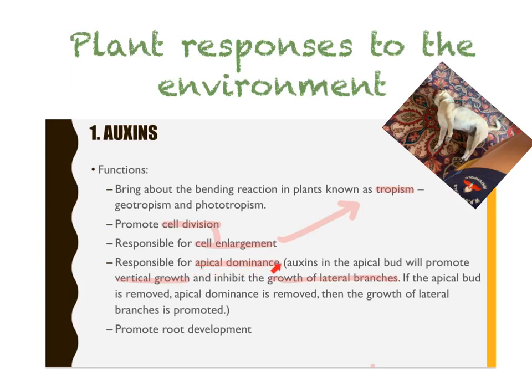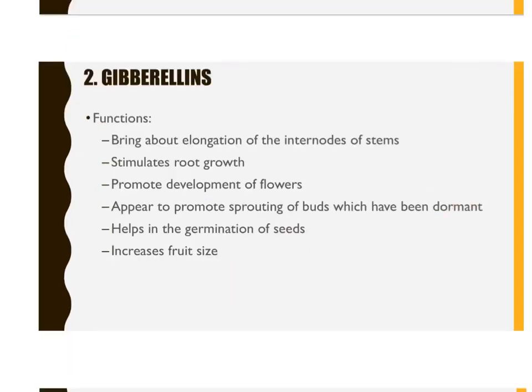We remove apical dominance. So we cut off the top of the plant, which will then allow lateral branches to grow, because you have removed those auxins that are found at the top of the stem or the shoot. So if the apical bud is removed, apical dominance is removed, so growth of lateral branches is promoted. The last thing is it promotes root development, meaning it allows the roots to grow deeper, which is obviously, again, beneficial.